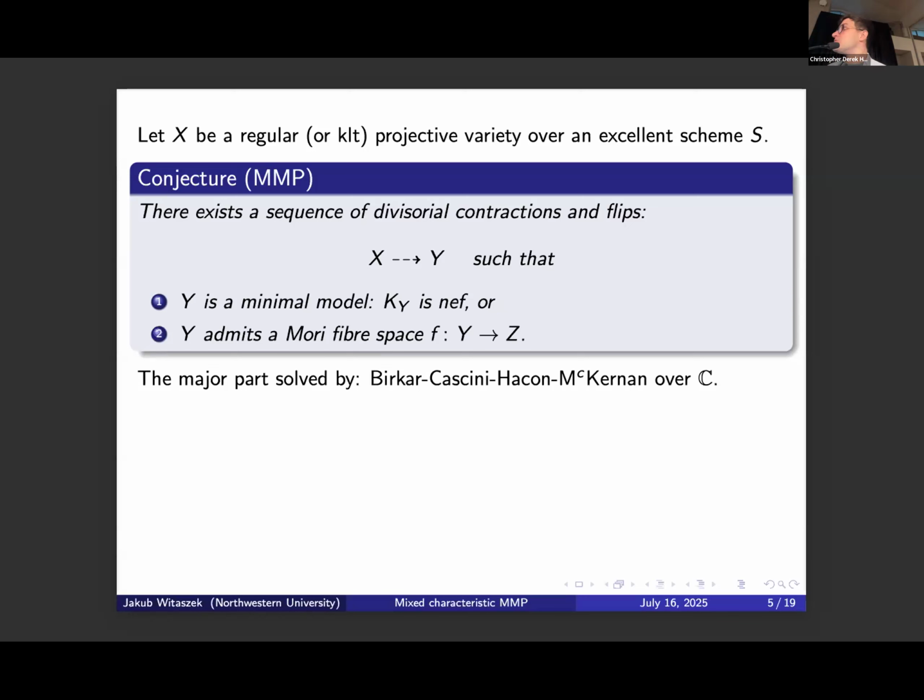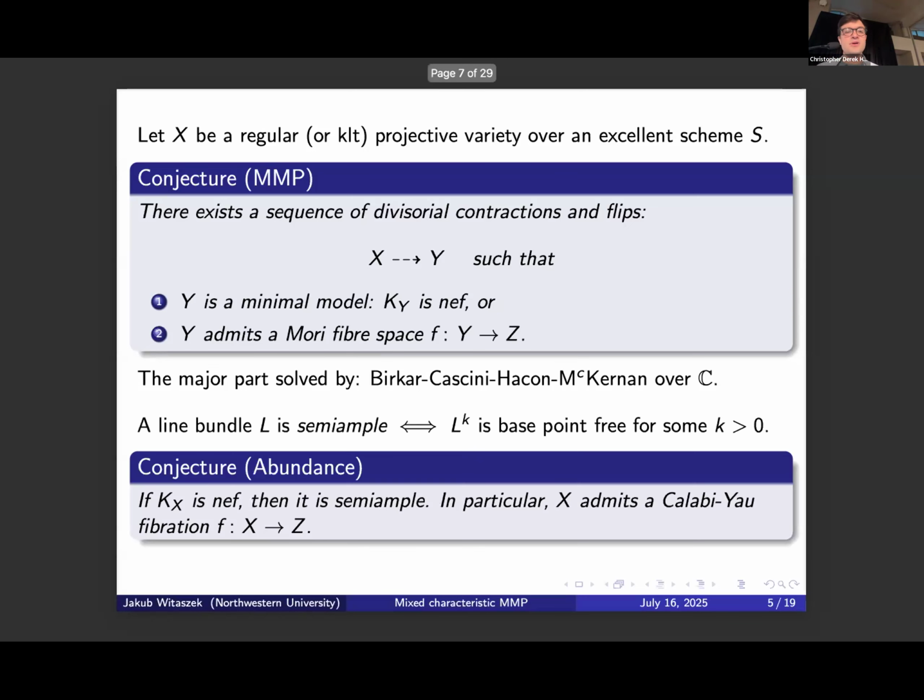Now, the most important part of the minimal model program conjecture over complex numbers is now a theorem, thanks to the breakthrough work of Birkar, Cascini, Hacon, and McKernan, which is arguably one of the greatest achievements in algebraic geometry in recent decades. Now, the minimal model program conjecture is complemented by the abundance conjecture.